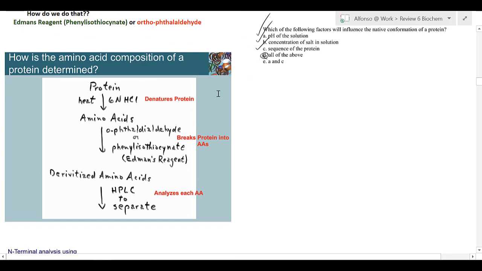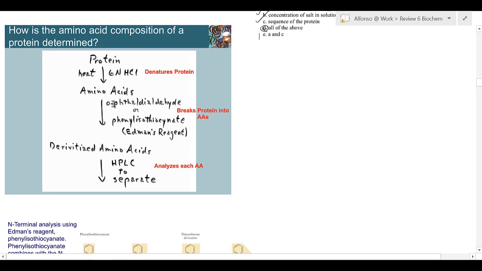So we've already discussed how we can denature a protein, and now we can break down this protein into the amino acids using this reagent, ortho something, and Edman's reagent, which is phenylisothiocyanate. On the exam, they may give you this name, or they may give you this name. They may not say Edman's reagent. So make sure that you know what Edman's reagent is. And that is this guy right here. Does that make sense? Any questions?